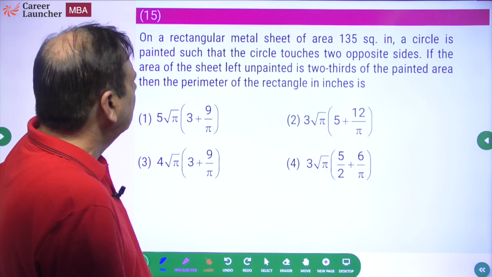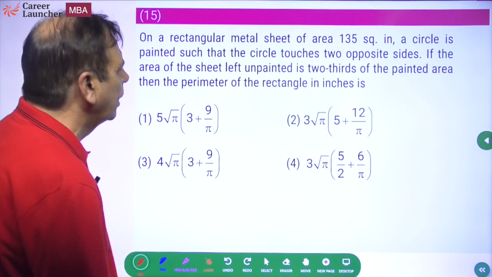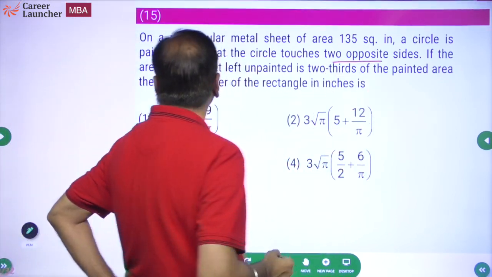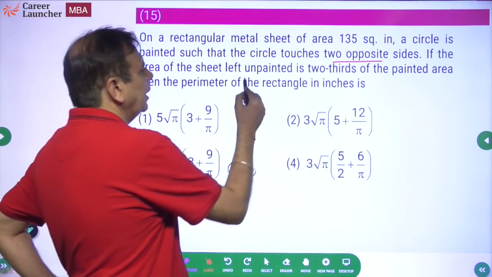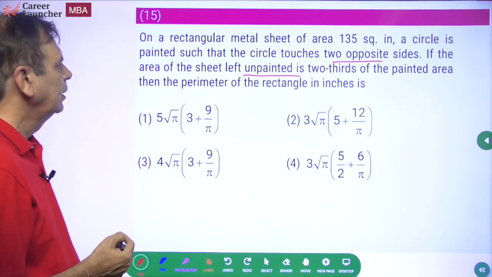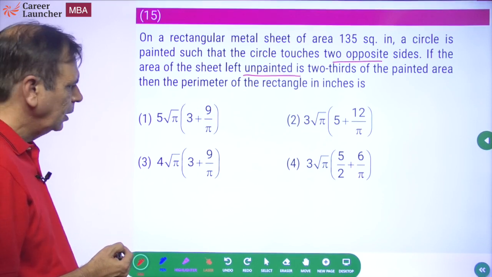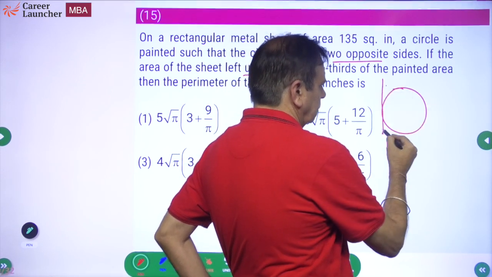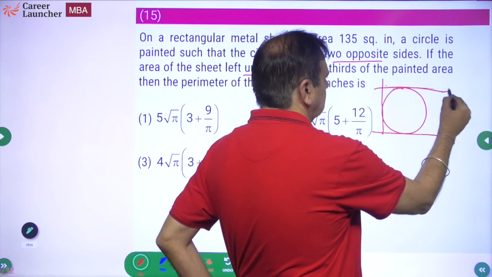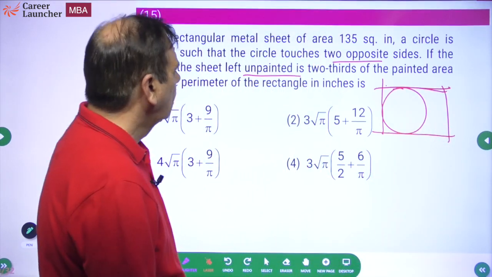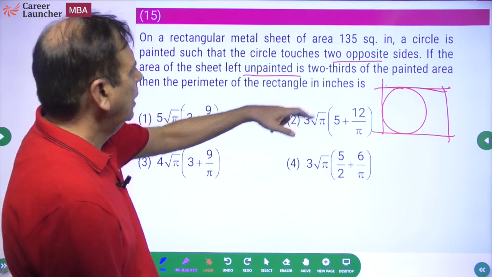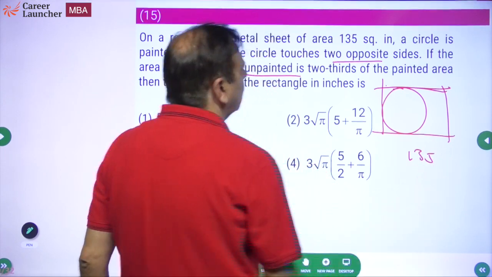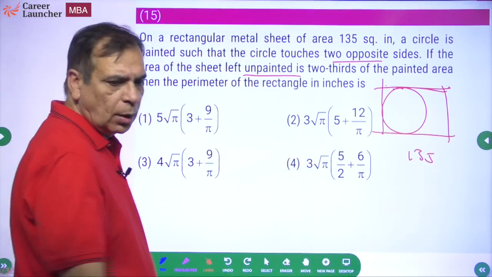On a rectangular metal sheet of area 135 square inches, a circle is printed such that the circle touches two opposite sides. If the area of the sheet left unpainted is 2/3 of the painted area, then find the perimeter of the rectangle in inches. Now, let me say this is the kind of figure we have. The area of this figure is 135 square inch.